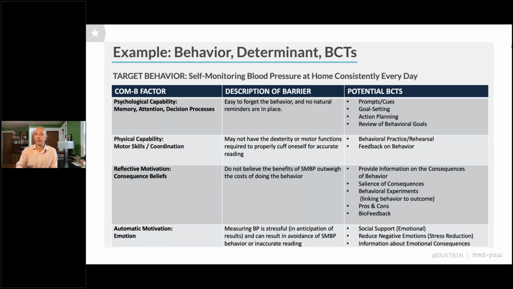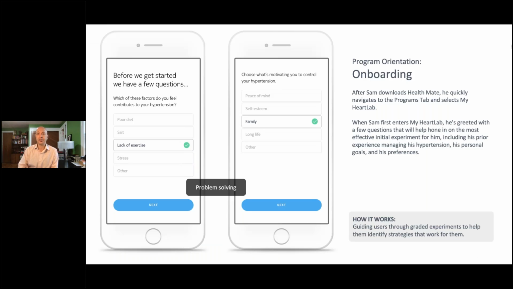Give them that biofeedback. If we're trying to change the motivation there around emotion or negative recoiling from bad readings, we can try to provide content or words or the way we display that information to reduce stress. We can teach them to work through or overcome their emotional reactions. We can provide social support through a digital application, face-to-face.